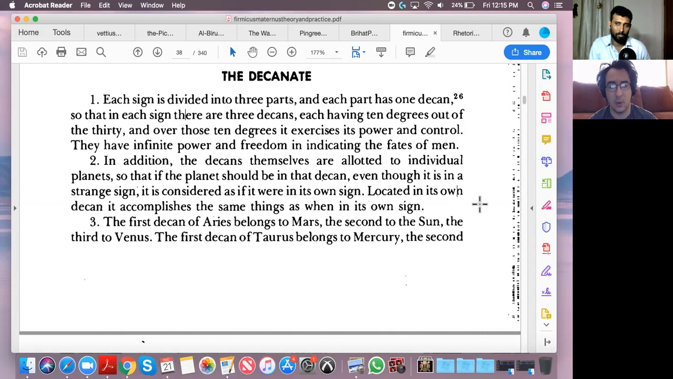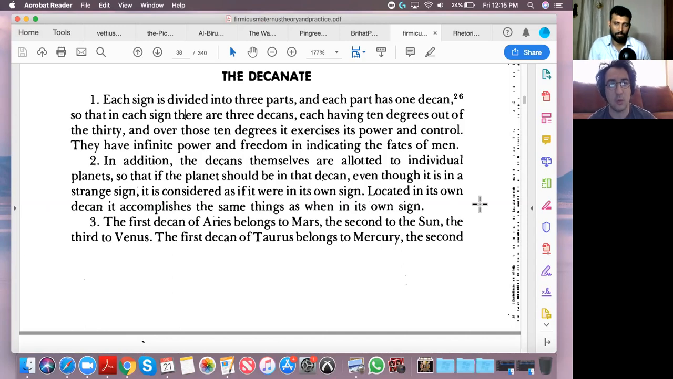And so as practitioners, we have to decide what makes more sense to us. And in my experience, I do regard it as really significant if a planet is in its own decan. I regard it as being fairly empowered. And this seems to work in practice.